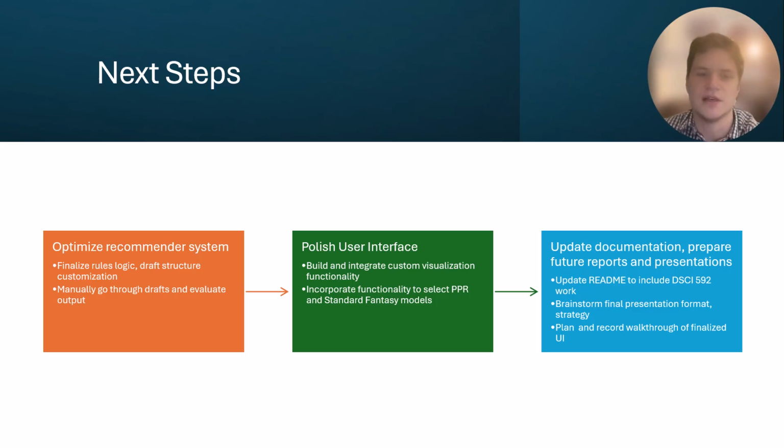And then lastly, we need to update our documentation and start preparing for those final reports and presentations that we still have. So we need to update our README to include all of the DSCI 592 work. And then we also need to just start brainstorming and thinking about how we want to divide up the final presentation, our strategy for that. And lastly, we need to plan and record a walkthrough of a draft or an interaction with that finalized UI once we have it. So just making sure that it's working as well as it can and that everybody knows how to use it.